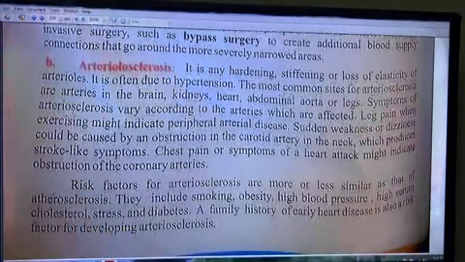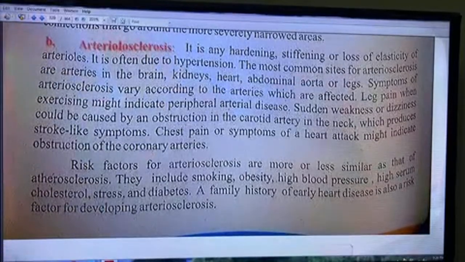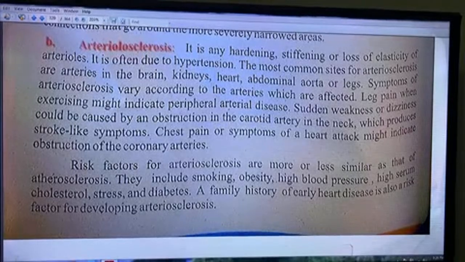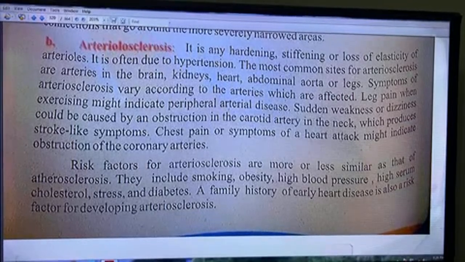Arteriosclerosis is a hardening, stiffening, or loss of elasticity of the arterioles. It is often due to hypertension. The most common sites of arteriosclerosis are arteries in the brain, kidneys, heart, abdominal aorta, or legs.